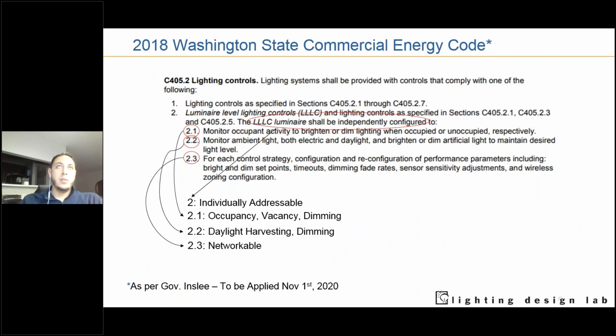I'm looking at your 2018 Washington State code, although Seattle reads the same way. When you're looking at the lighting control portion of code, it says you're going to need to install lighting controls, or if you don't want to install separate zone-based network lighting controls, you can install LLLC controls that are independently configured, so individually addressable, have an integral occupancy sensor, an integral daylight sensor, and can be easily reconfigured and networkable.